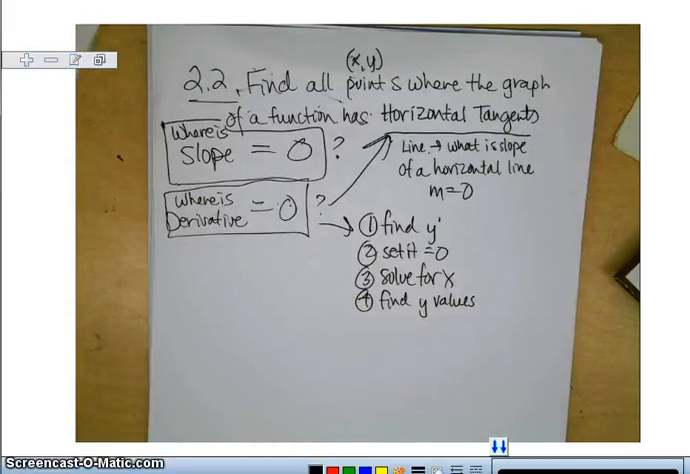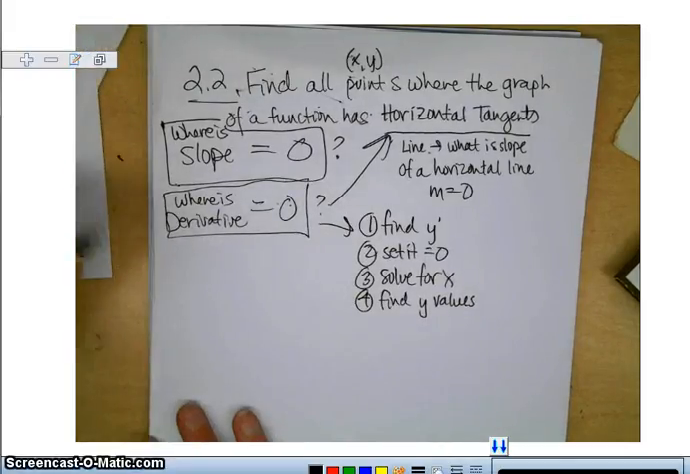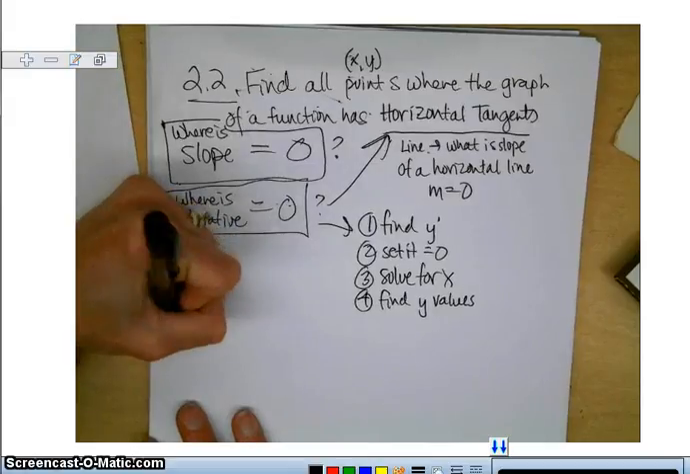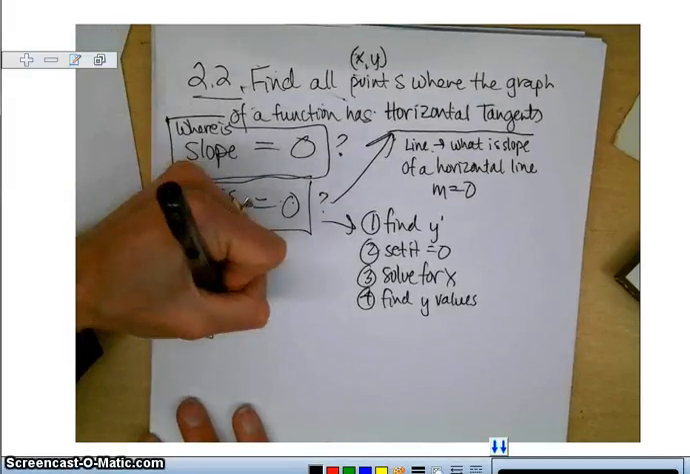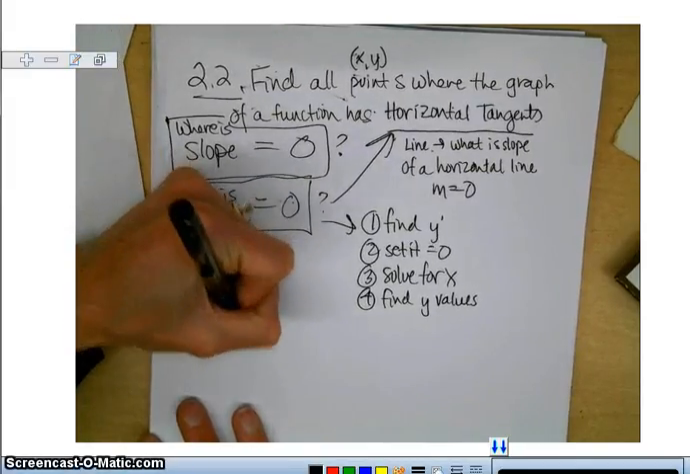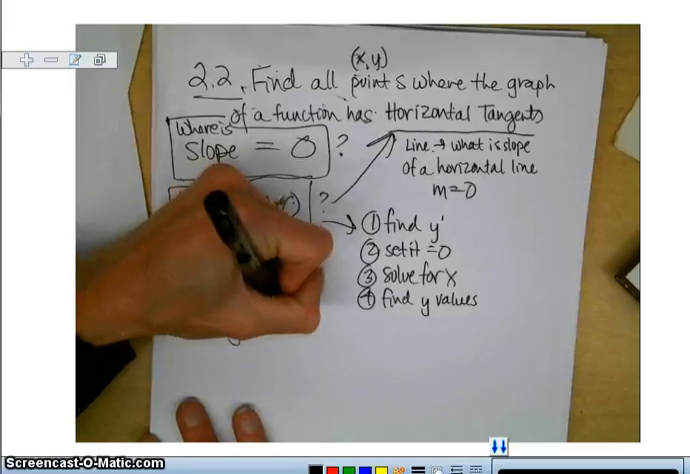Okay, so let's take a look at a really easy example first. So example 1, find where this function y equals negative 3x squared plus 4.